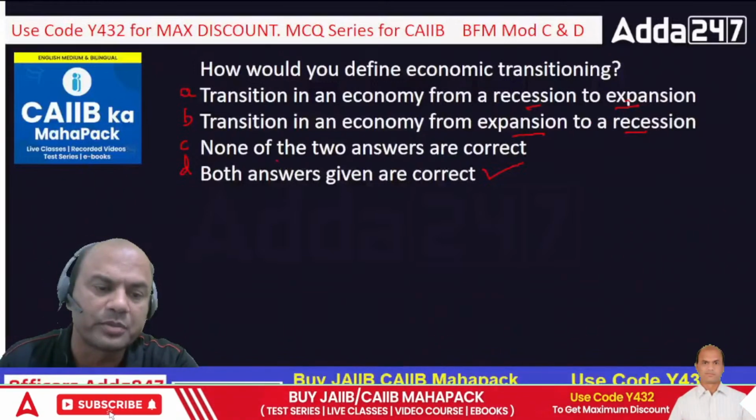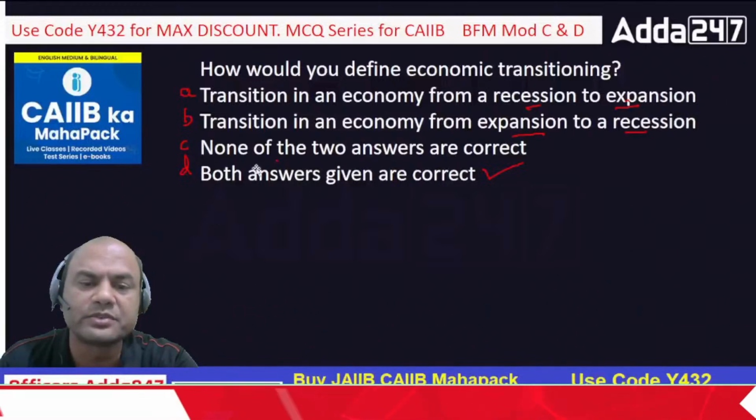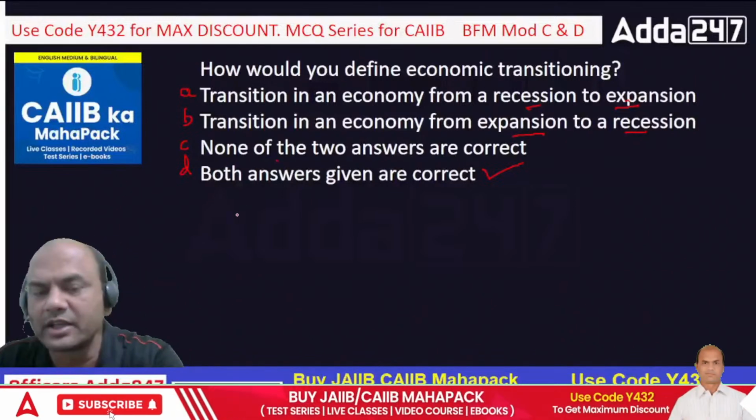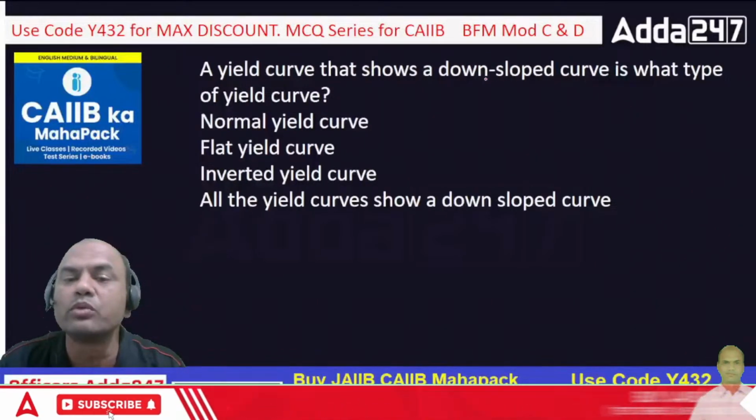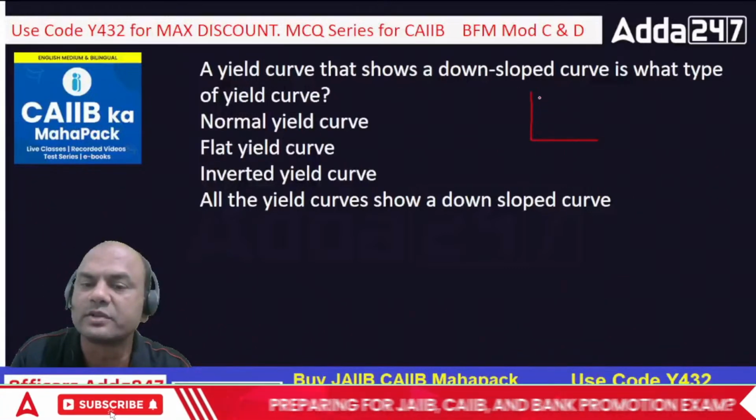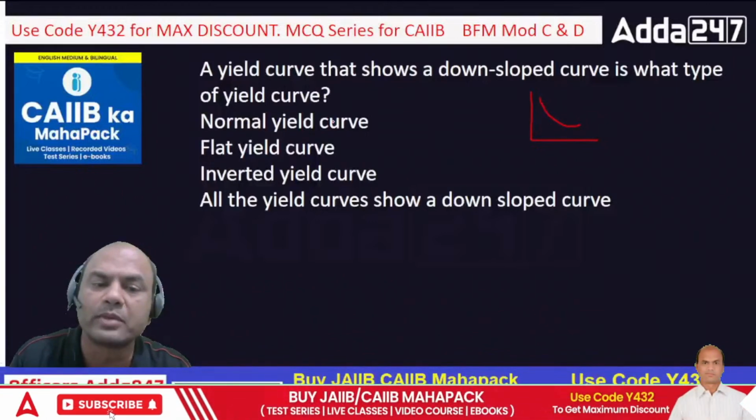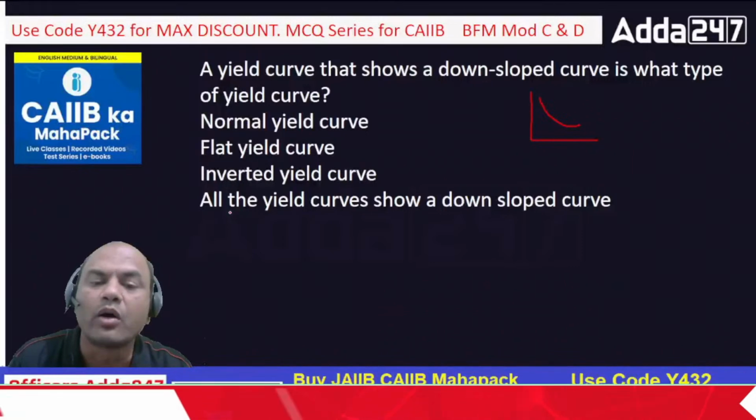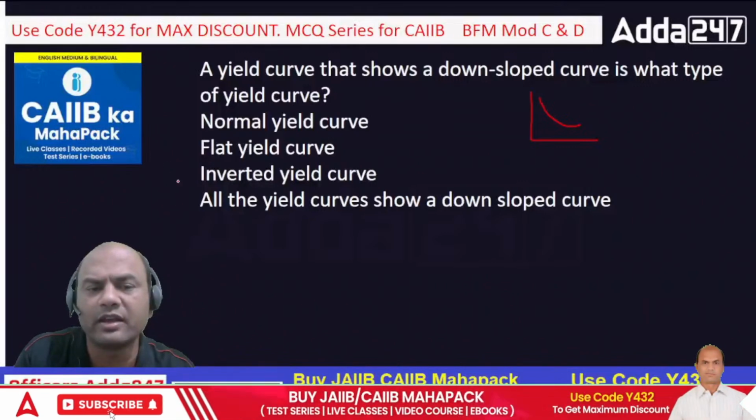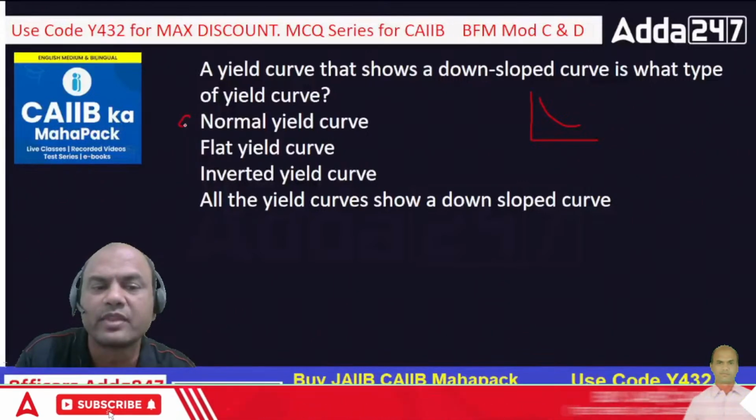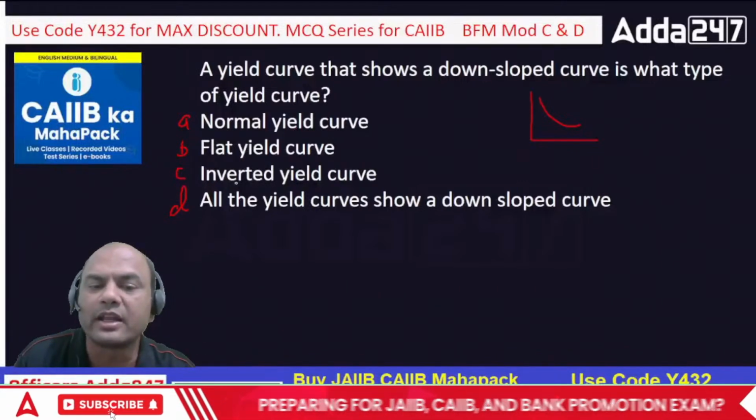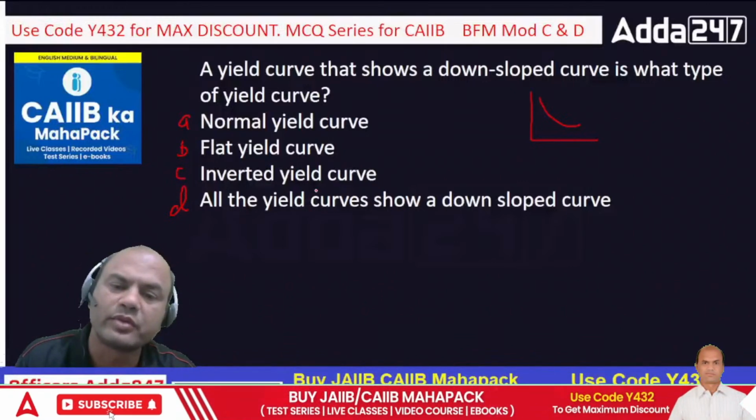Let me remove the options first, otherwise it becomes easy for you guys. Immediately watch this and then revert back. A yield curve that shows a down sloped curve is what type of yield curve? Down slope means this one is what type of curve? Let me mark this A, B, C, D. What is the option? Normal, flat, inverted, or all the yield curves? What is the option? Correct one.